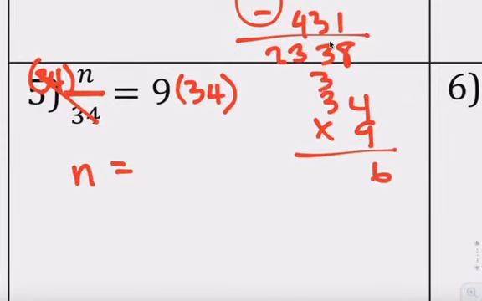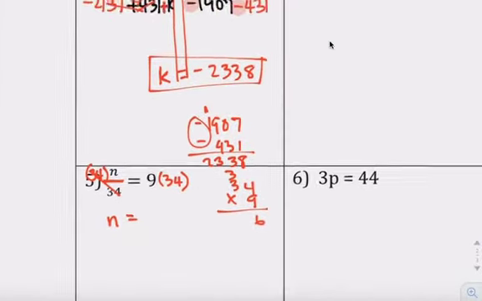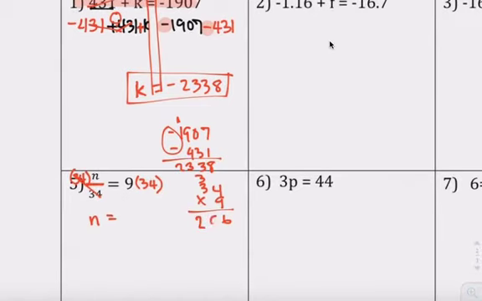Cancel. N equals 34 times 9. 36, carry the 3. 27, 28, 29. Sorry, 27 plus 3 is 30. So 306.